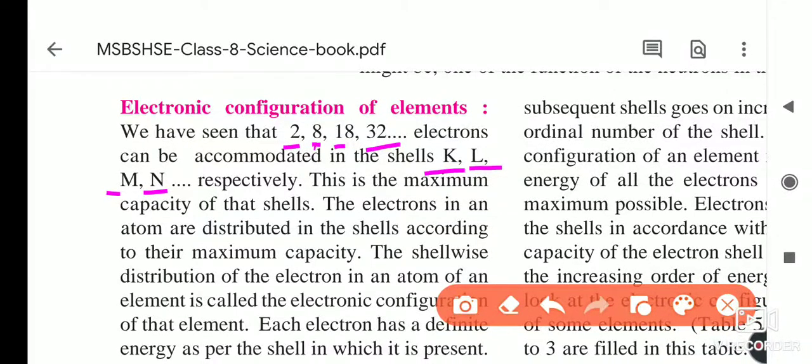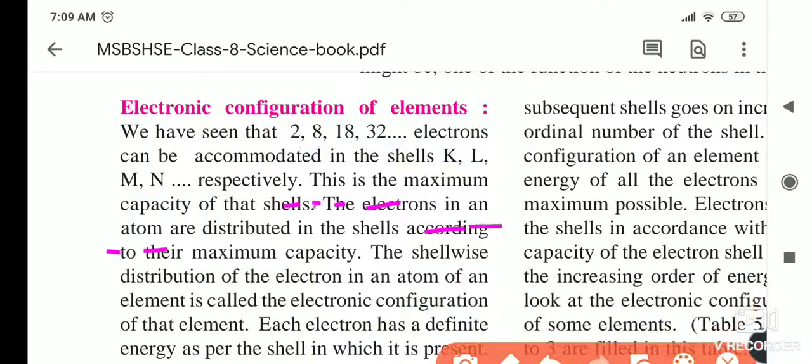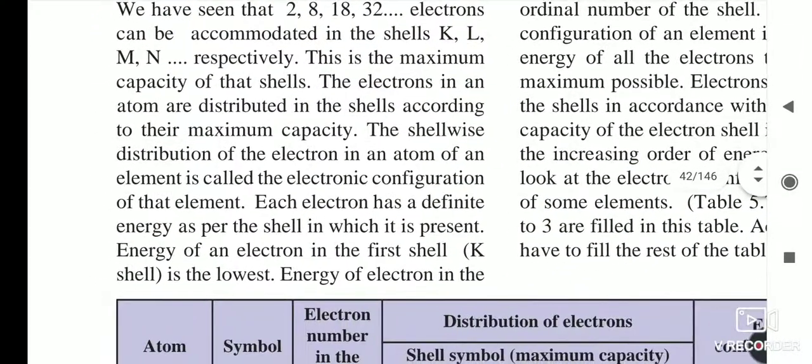This means in a shell only this many electrons can be accommodated; more than that cannot be accommodated. This is the maximum capacity of the shell. The electrons in an atom are distributed in the shells according to the maximum capacity. The shell-wise distribution of electrons in an atom of an element is called its electronic configuration. So what is the definition of electronic configuration?